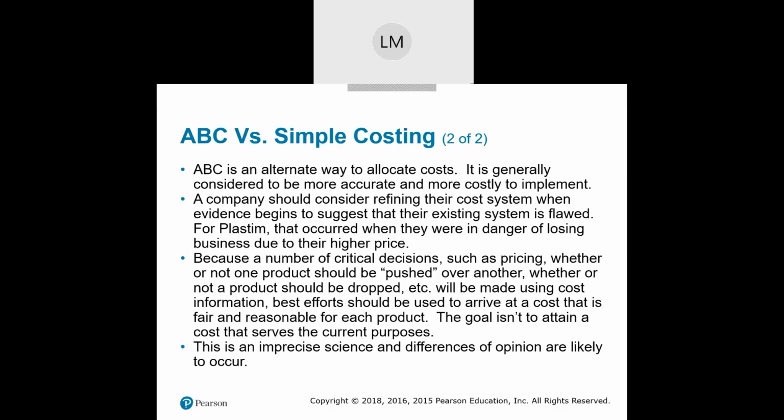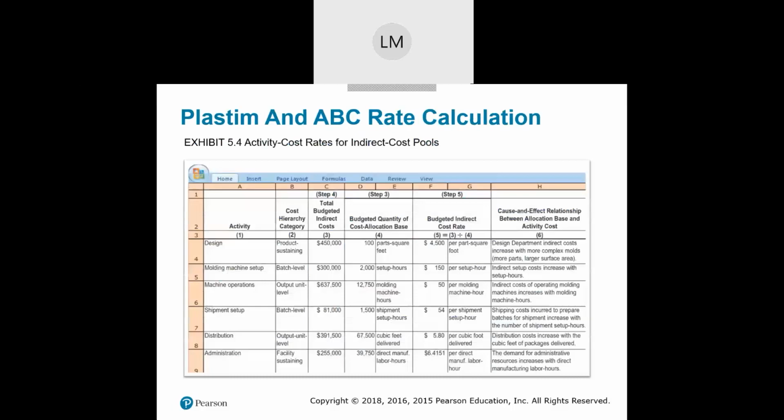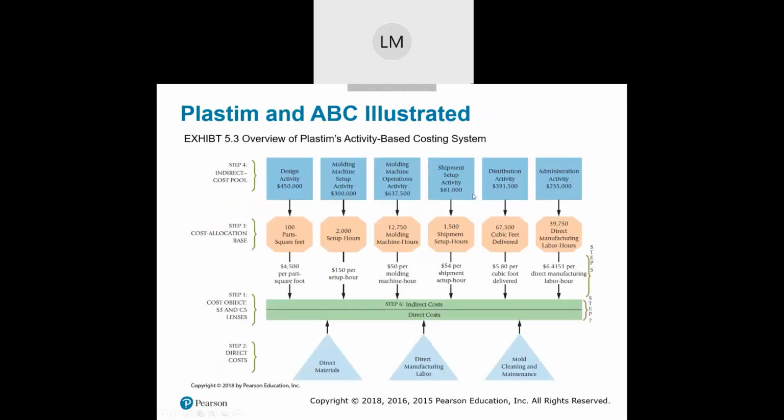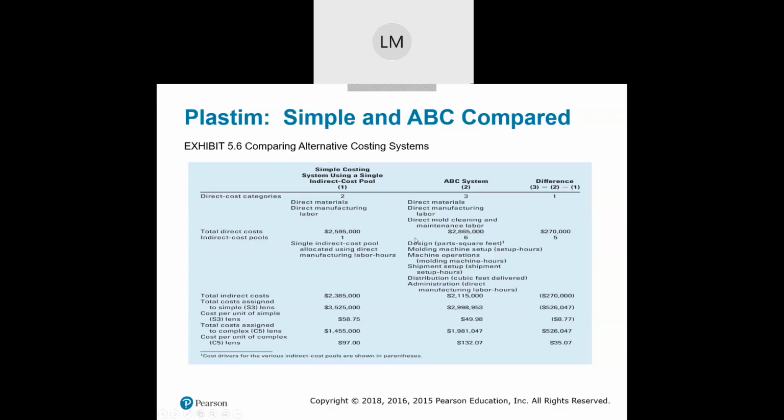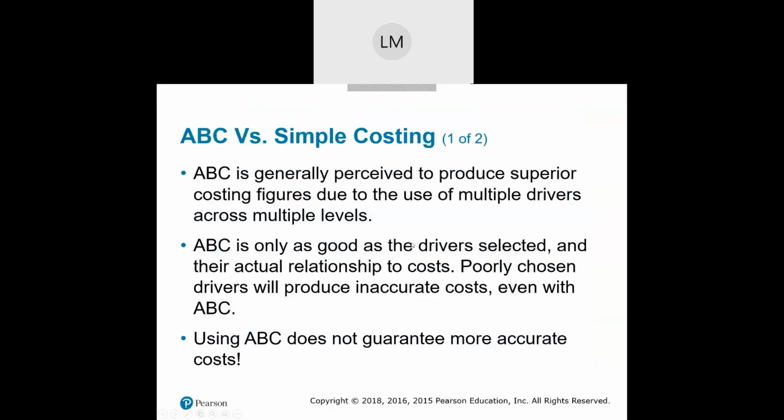Now, again, activity-based costing is an alternative way to allocate costs. It is generally more accurate and more costly to implement because now instead of just taking one overhead cost pool, we're now having to break up into multiple cost pools. Remember in the Plastum example, we had what? 1, 2, 3, 4, 5, 6 cost pools, and we had to identify the cost driver of each. Now, what does that do? That takes time. And when that takes time, you're paying your people to do that instead of doing other things. So it's generally more expensive. You may have to hire additional people.